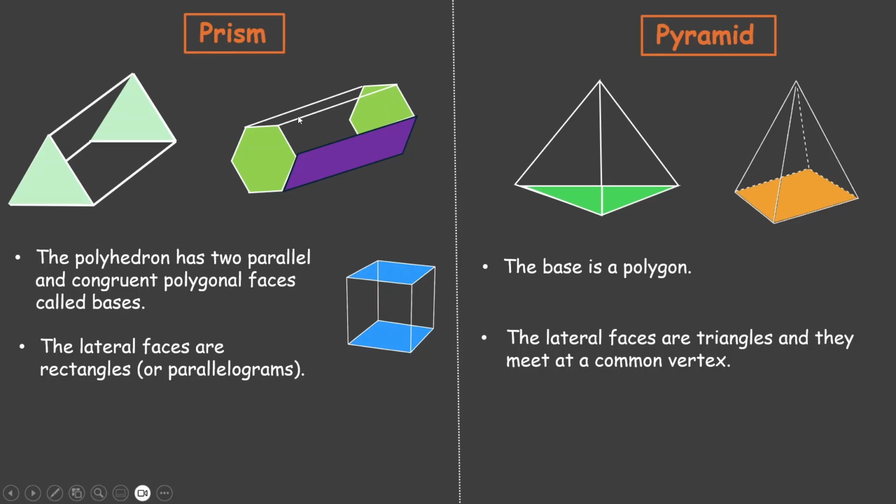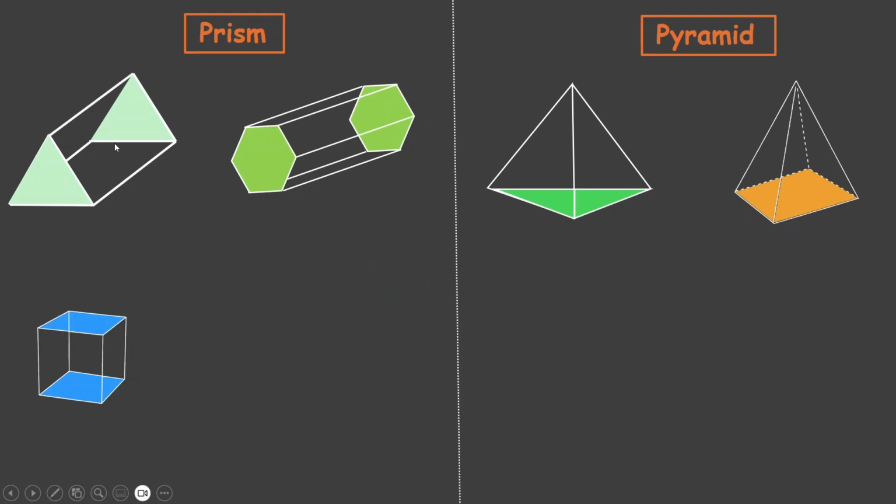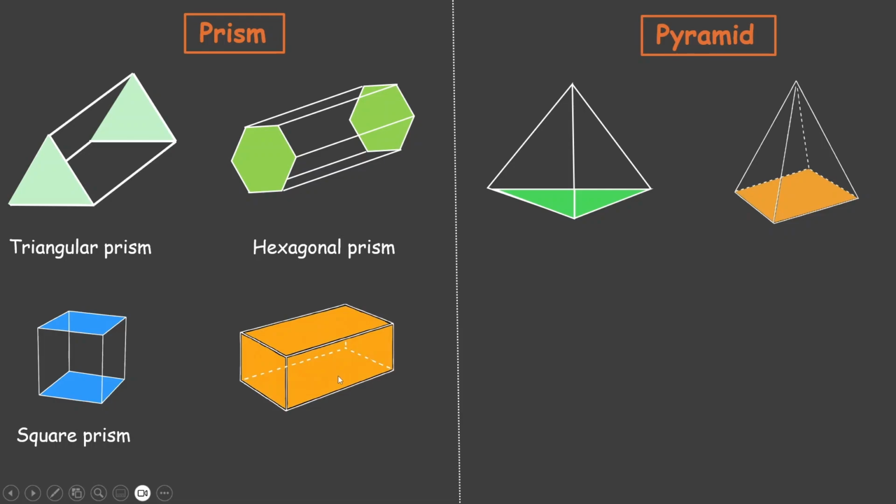Another interesting aspect is that the names of these polyhedron is determined by their bases. For example, here the bases are triangles. So this is a triangular prism. In this case, the bases are hexagons. So this is a hexagonal prism. Similarly, the bases over here are squares. This is a square prism. And if we have this polyhedron, the bases are rectangles. So this is a rectangular prism.